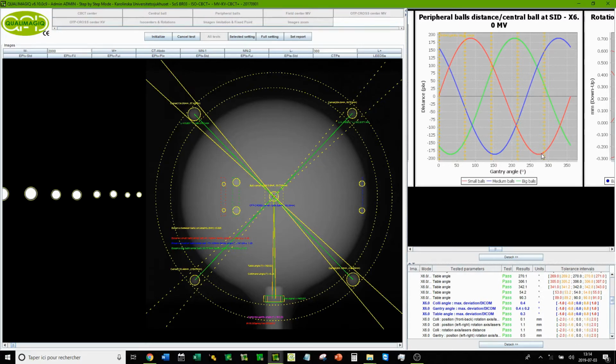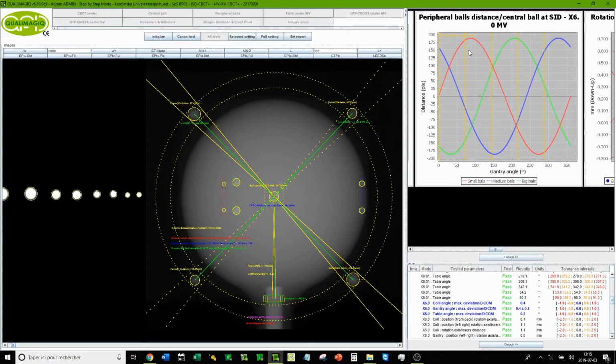As we head towards 270 degrees, the distance will increase, but it will be negative. You can note that the distance between the peripheral balls and the central ball, according to the gantry angle, describes a sine curve. So if you know the distance, you know the angle. There is just one slight problem with a certain pair of balls.